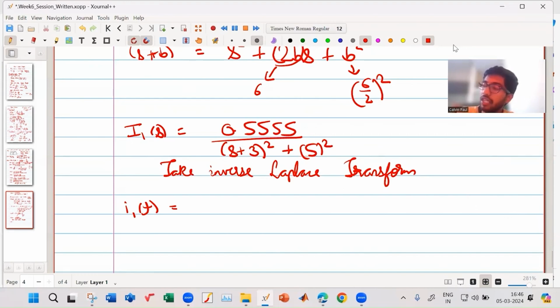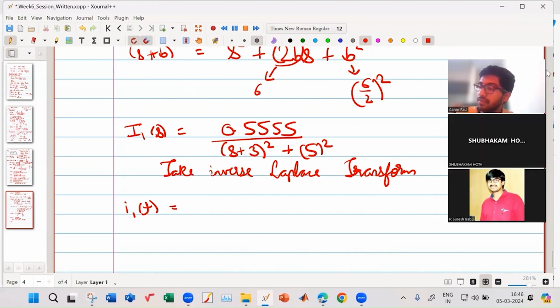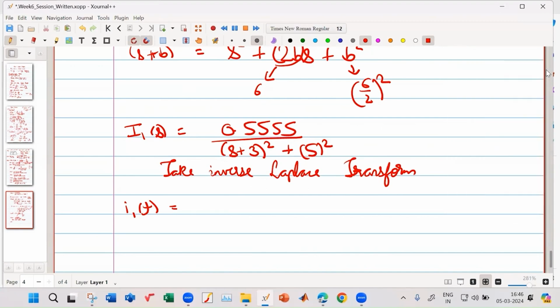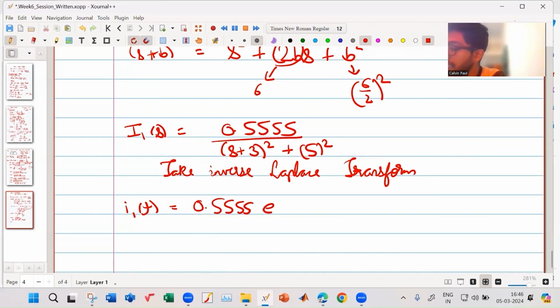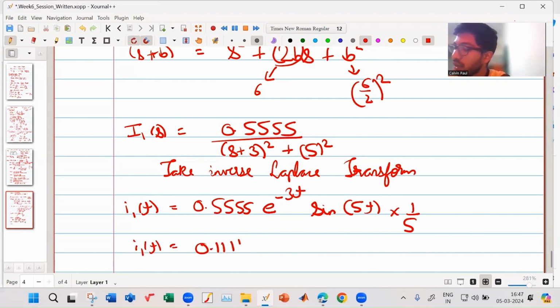So we will get I1 of t is equal to 0.5555 e raised to minus 3t into sine of 5t into 1 upon 5. That means I1 of t is equal to 0.111 into e raised to minus 3t into sine of 5t.